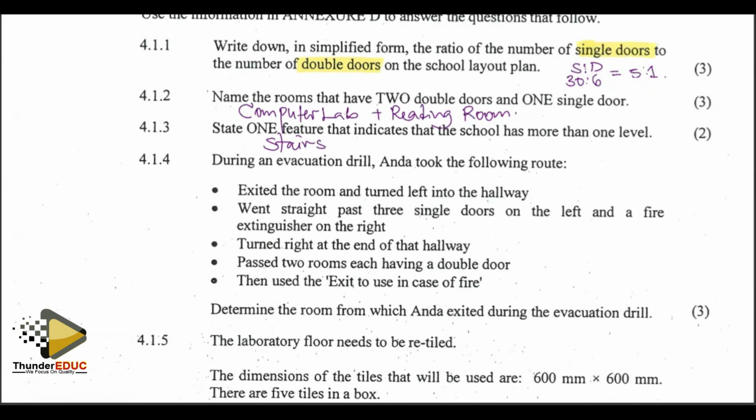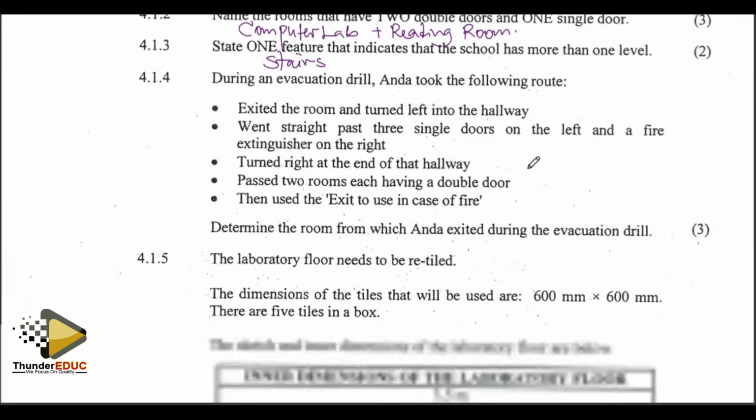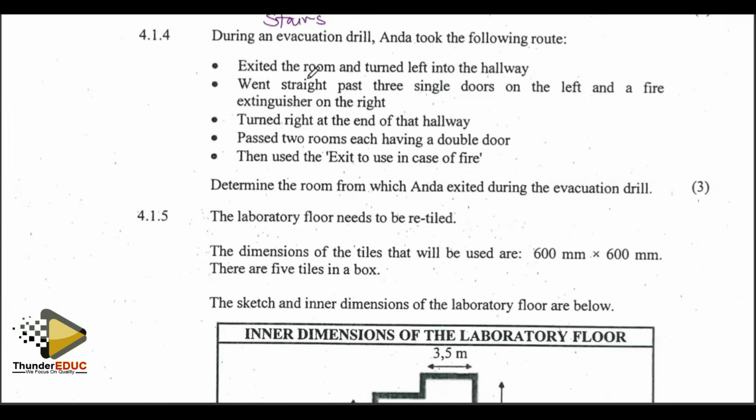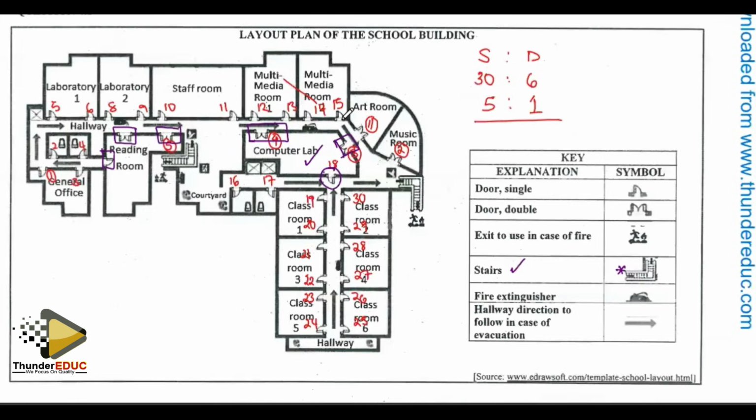During an evacuation drill, Andile took the following route: exited from the room and turned left into the hallway, went past 3 single doors on the left and a fire extinguisher on the right. Let's first do that. We are looking for 3 doors with a fire extinguisher on the right. The person turns left. First and foremost, you could identify where the fire extinguishers are. They show us a fire extinguisher looks like this. So we check. We have one here, one there, something here, and another one here.